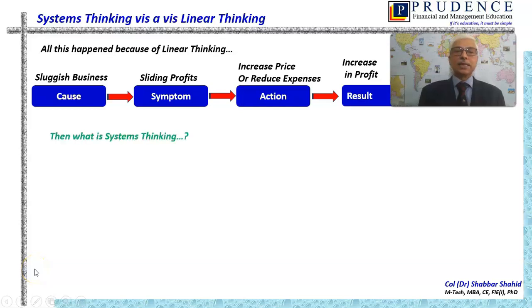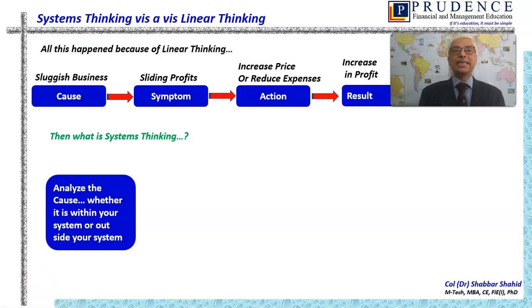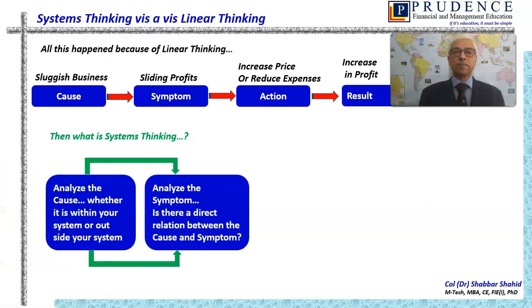Alright? Then what is the systems thinking that we are talking about? How does the systems thinking differ from this linear thinking? In systems thinking, what you would have done is you would have analyzed the cause, whether that cause is within your system or whether it is outside your system. And then you would have analyzed the symptoms.